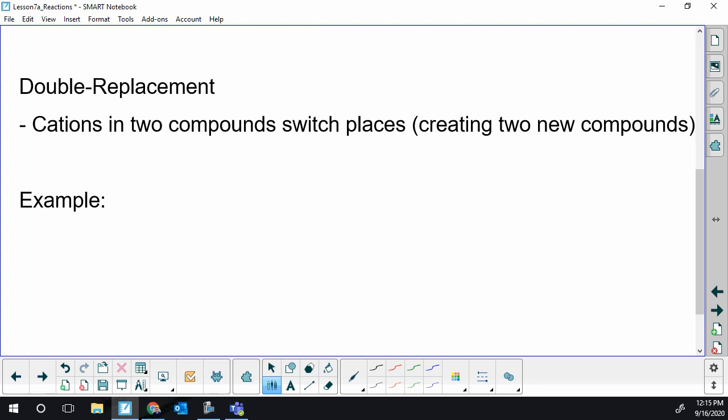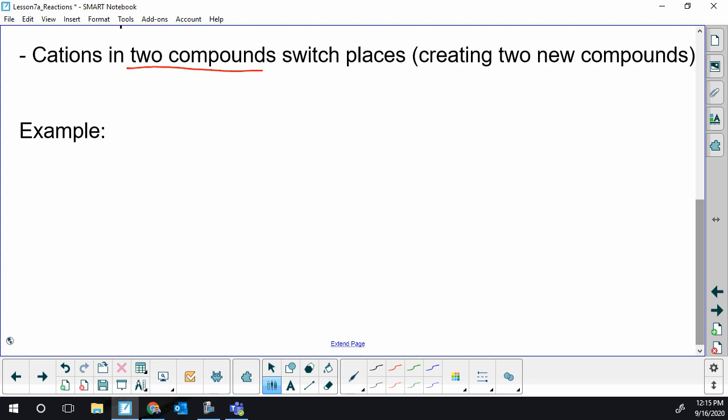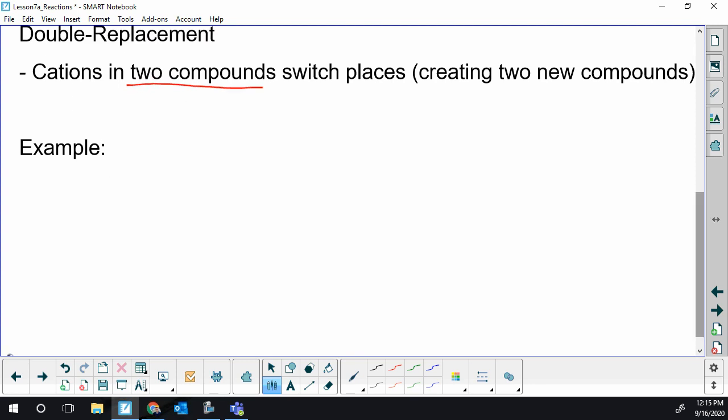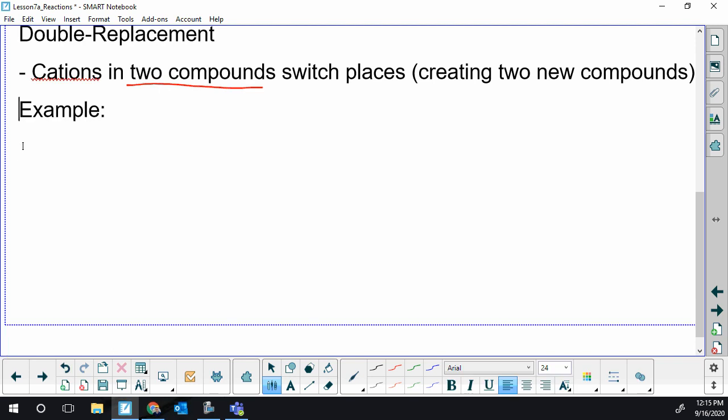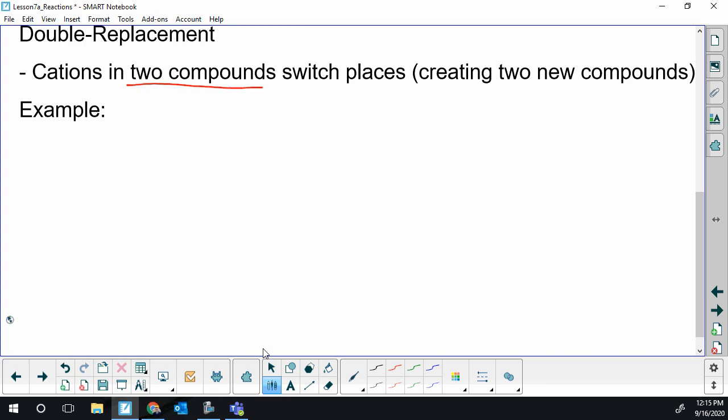Okay. Cations in 2 compounds switch places, and we get 2 new compounds. So we had 1 compound up above, we're going to have 2 compounds now. I have a lot of compounds to write, so I need every inch of my board. I'm going to try to be very neat.